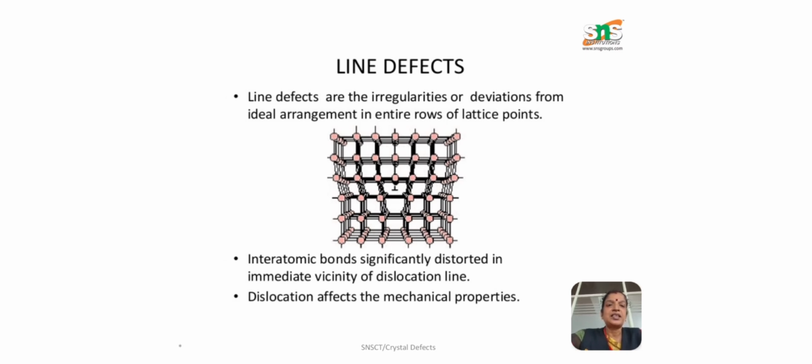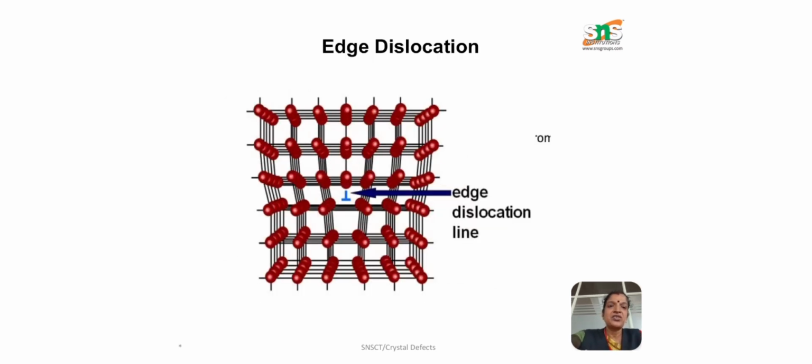Next one is the one-dimensional defect called line defect. This is nothing but an irregularity or deviation from the ideal arrangement in an entire row of lattice points. Here the interatomic bonds are distorted in the vicinity of the dislocation line. This dislocation affects the mechanical properties.